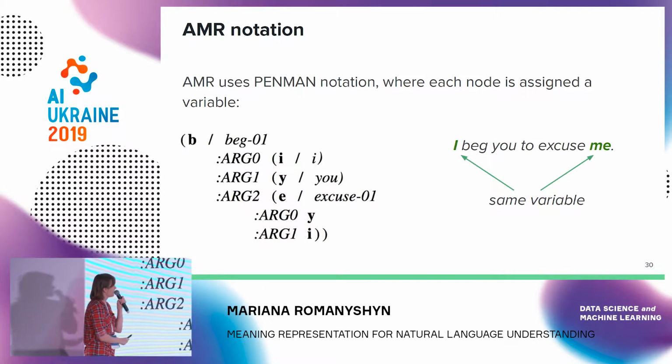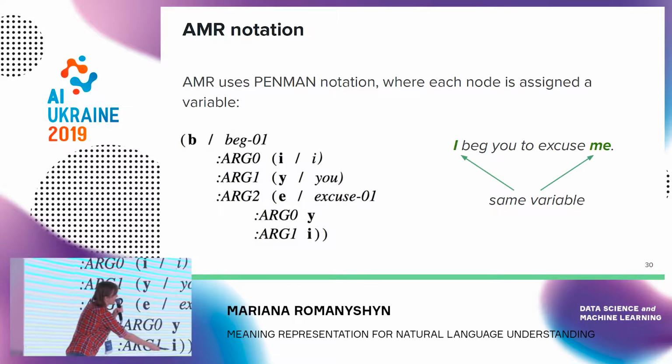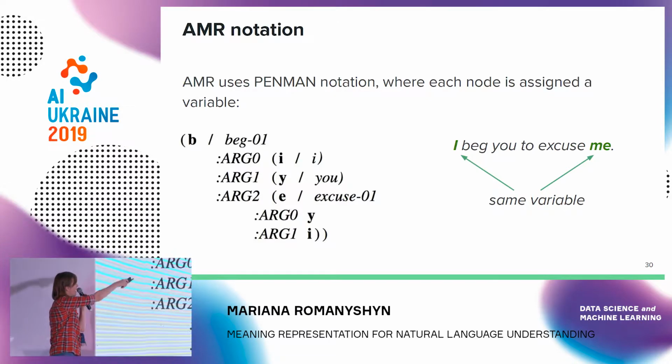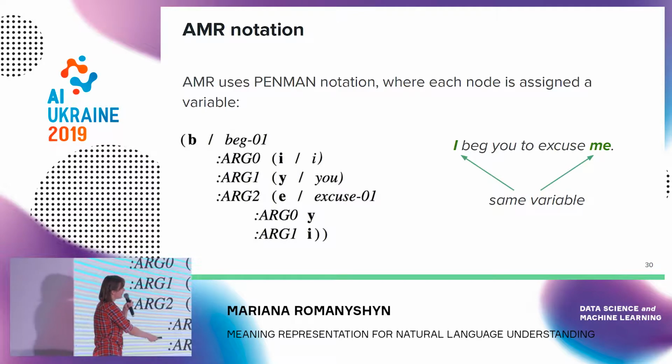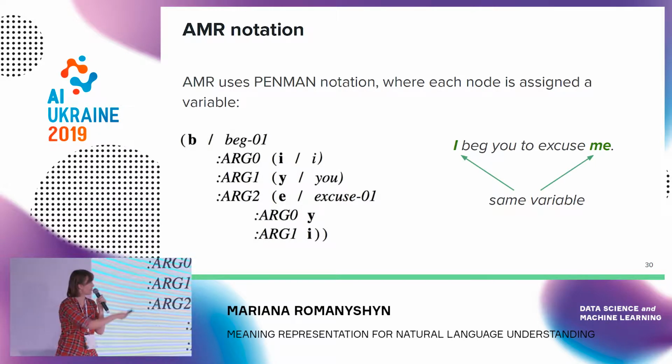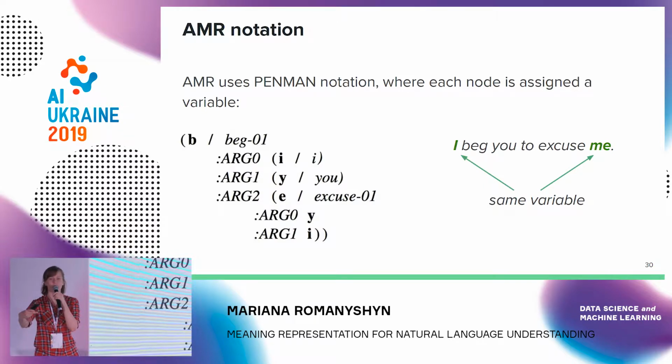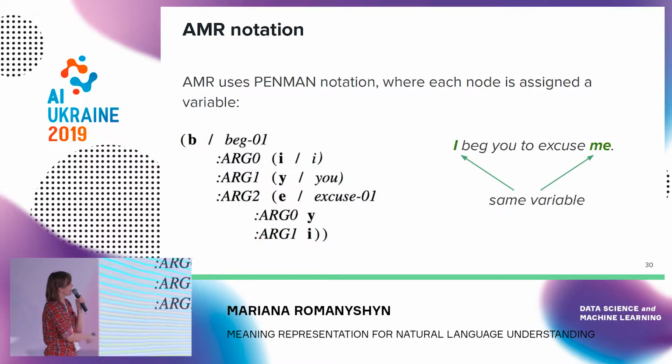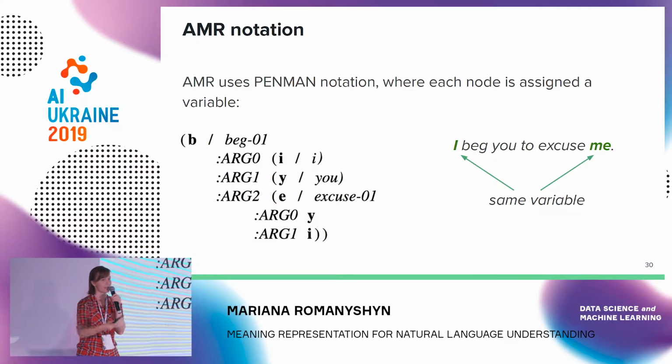Why we need this variable is for us to be able to reuse them in this Penman format. So you can see I beg you to excuse me. This means that we can reuse variable y and variable i in the event of excusing and not create a new concept. And that's how you can parse. After that, you can parse this Penman format with the available parser into a graph structure.